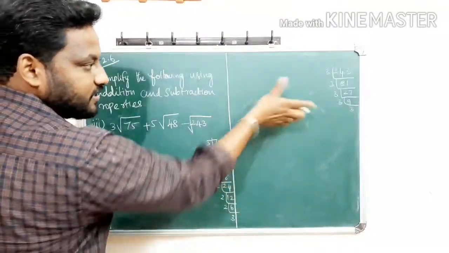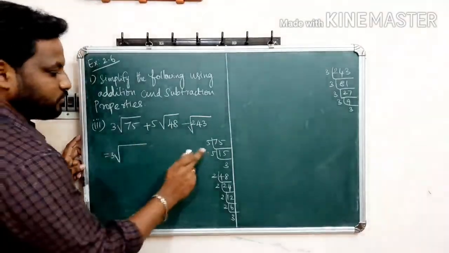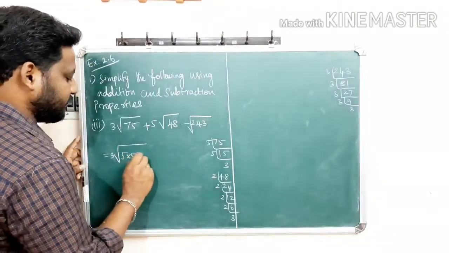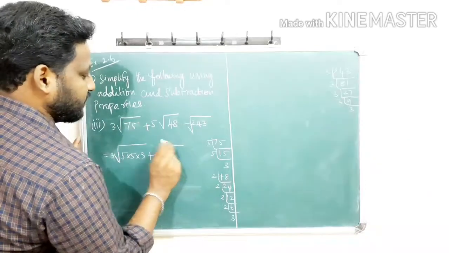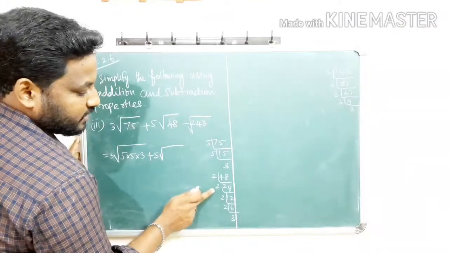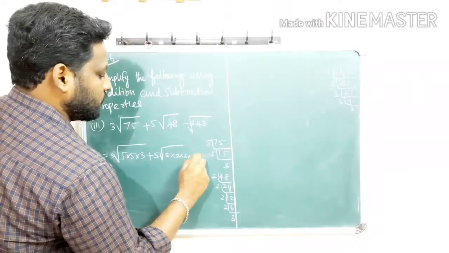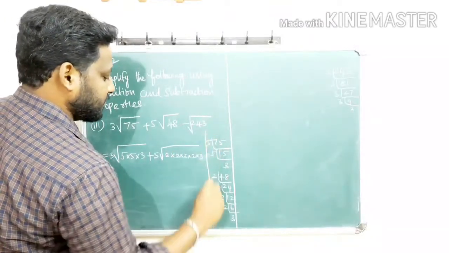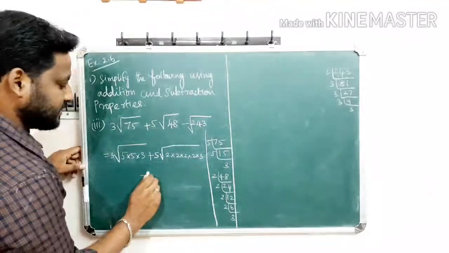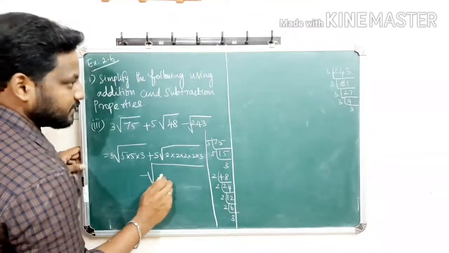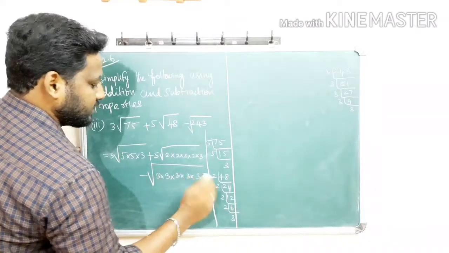So what we found in the L division method: 3 square root of 75 should be written as square root of 5 into 5 into 3, plus 5 square root of 48 should be written as 2 into 2 into 2 into 2 into 3, minus 2 square root of 243 should be written as square root of 3 into 3 into 3 into 3 into 3.